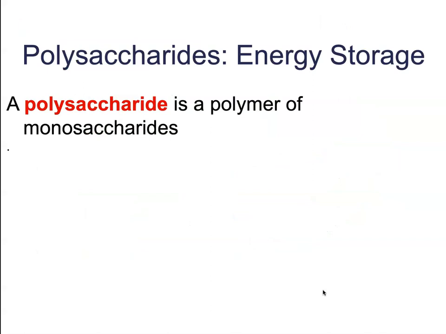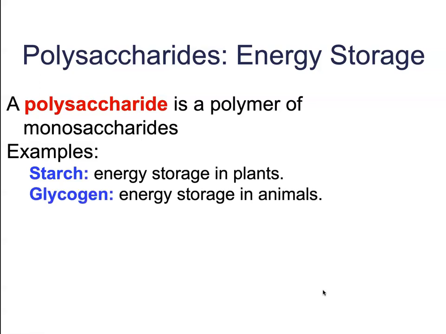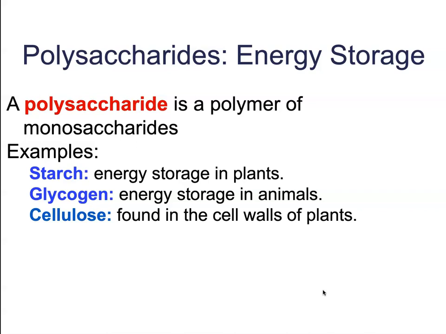But all right, so polysaccharides are going to be used primarily for energy storage. A polysaccharide is a polymer of monosaccharides. There are many examples. Starch is used for energy storage in plants. Glycogen is used for energy storage in animals. Now, there are some polysaccharides, some carbohydrates, that have a structural feature. Cellulose, for example, is how plants use carbohydrates for structural purposes.